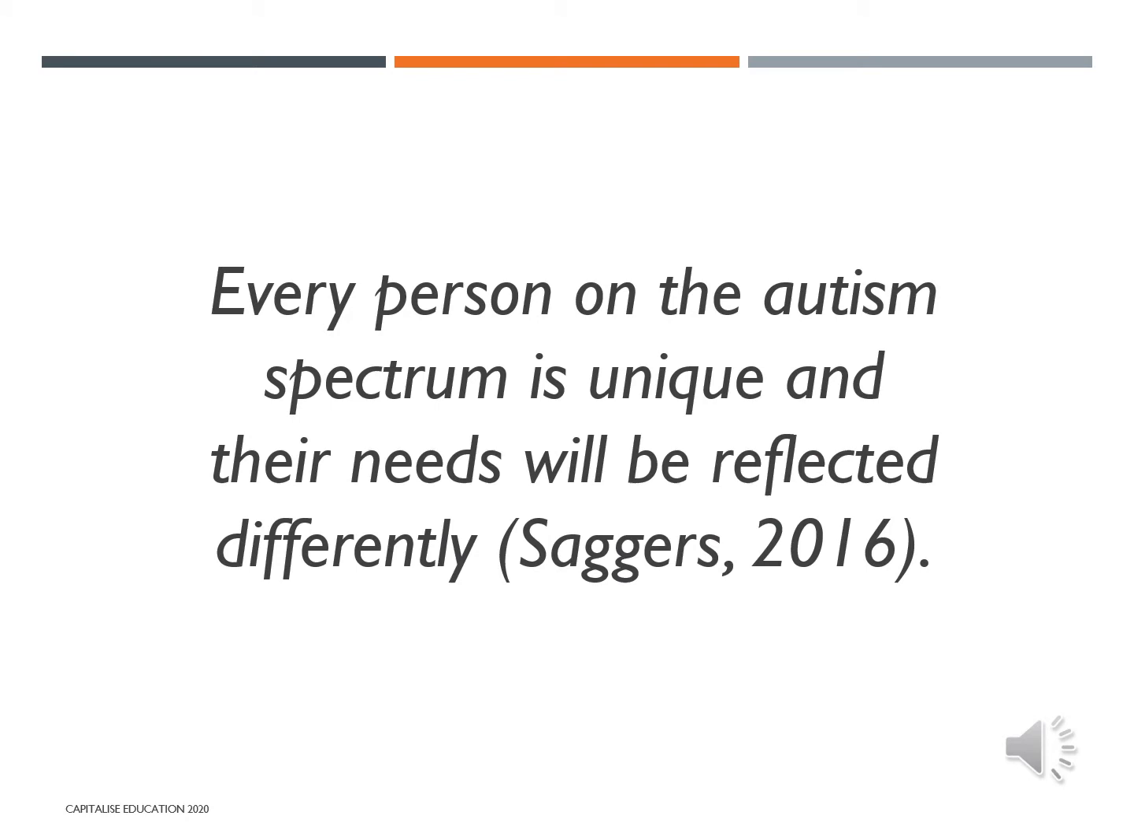According to Beth Saggers at the Queensland University of Technology, every person on the autism spectrum is unique and their needs will be reflected differently. For this reason, it's really important for teachers to be able to discern the characteristics of their students on the spectrum and the functional impact of those characteristics.